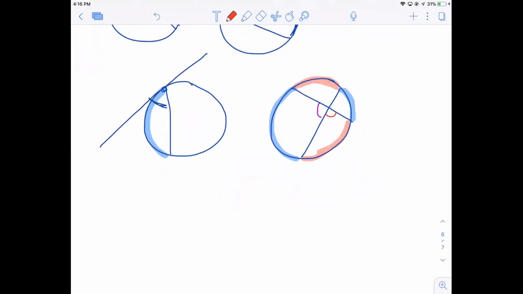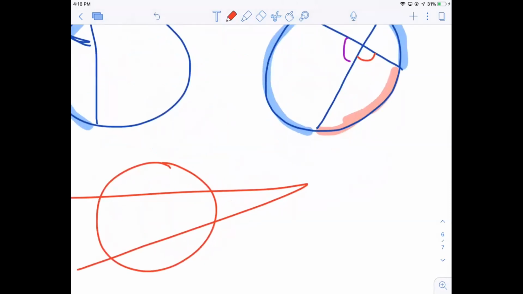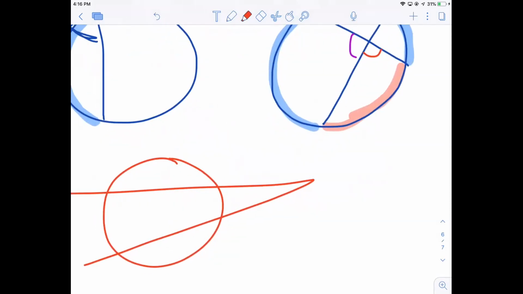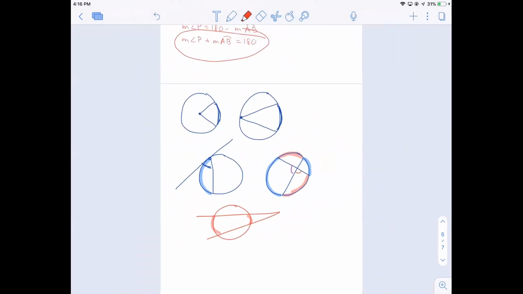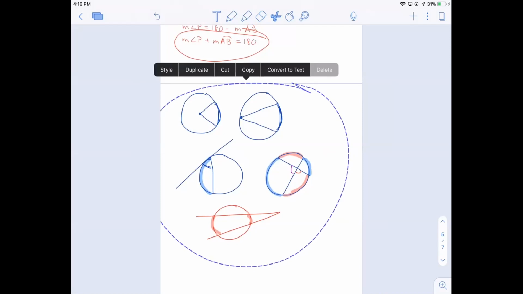And finally, what we did today, when we have exterior angles formed by two tangents, two secants, or a tangent and a secant, it's half the difference of the two intercepted arcs. So I know it's a lot, which is why I recommend writing all of these down in one place and just adding on to it as we get more.